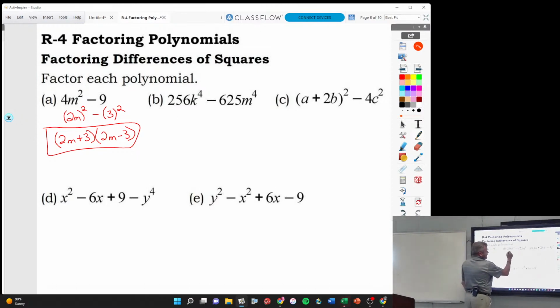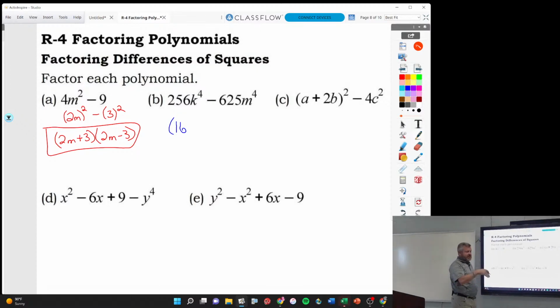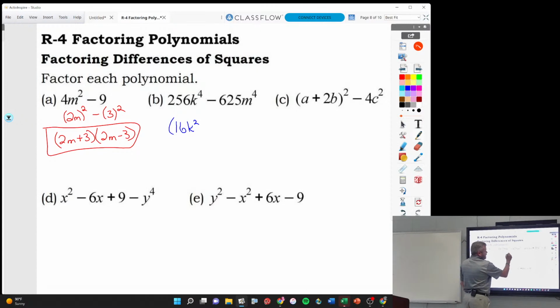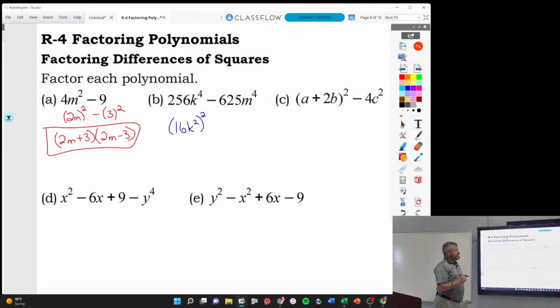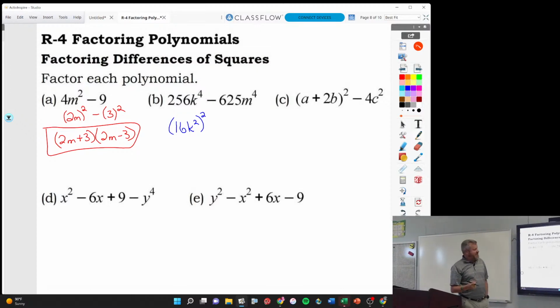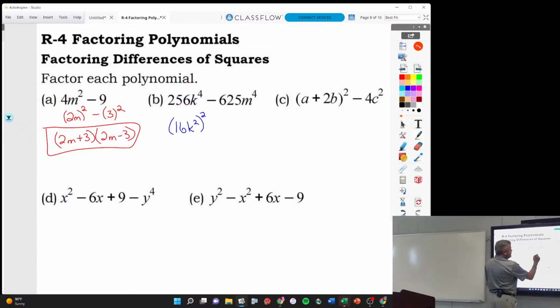256k to the fourth. That came from 16. Okay, 16 squared. 16 times 16 is 256. K squared times k squared is k to the fourth. So there you go. 256k to the fourth came from 16k squared.